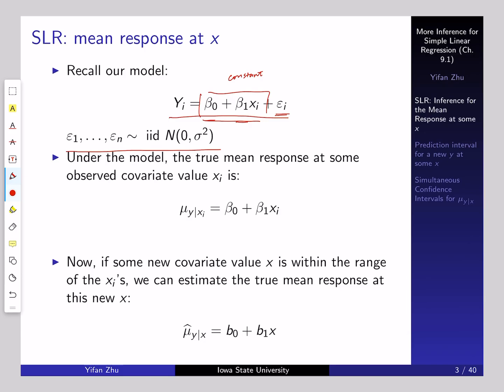So under this model, the true mean response, this is the thing we are interested in, at some observed covariate value xi, is this. For a given covariate value xi, the mean of Yi is beta naught plus beta 1 times xi. And we use this notation mu of y given xi to denote this mean at the covariate value xi.